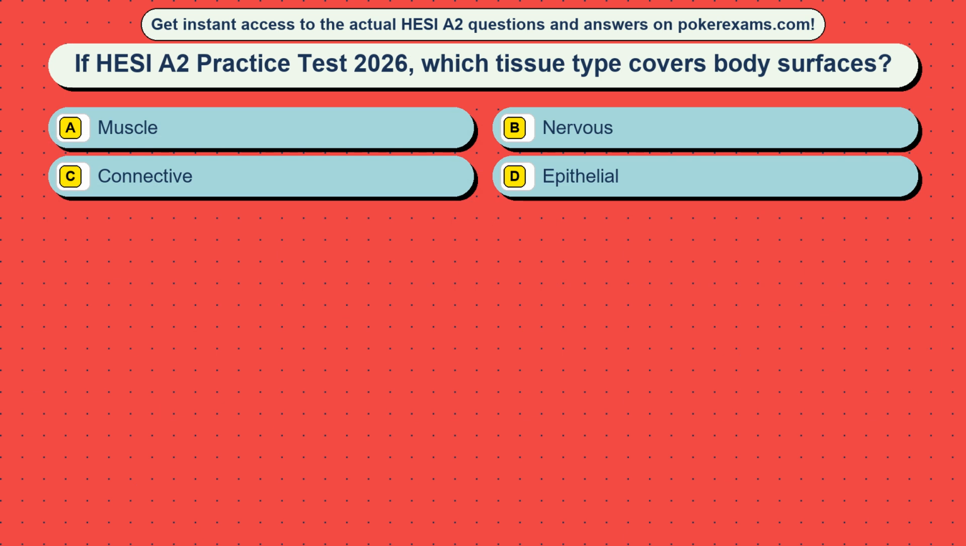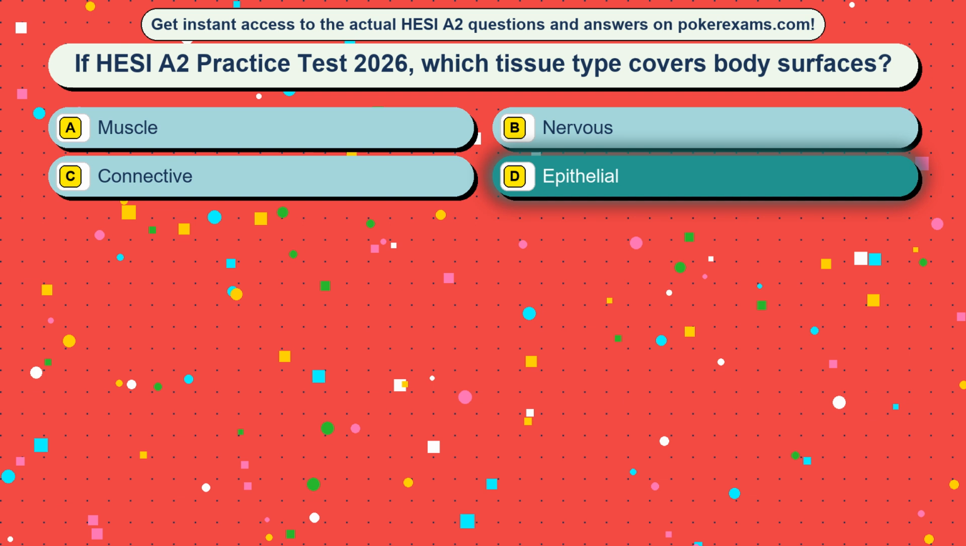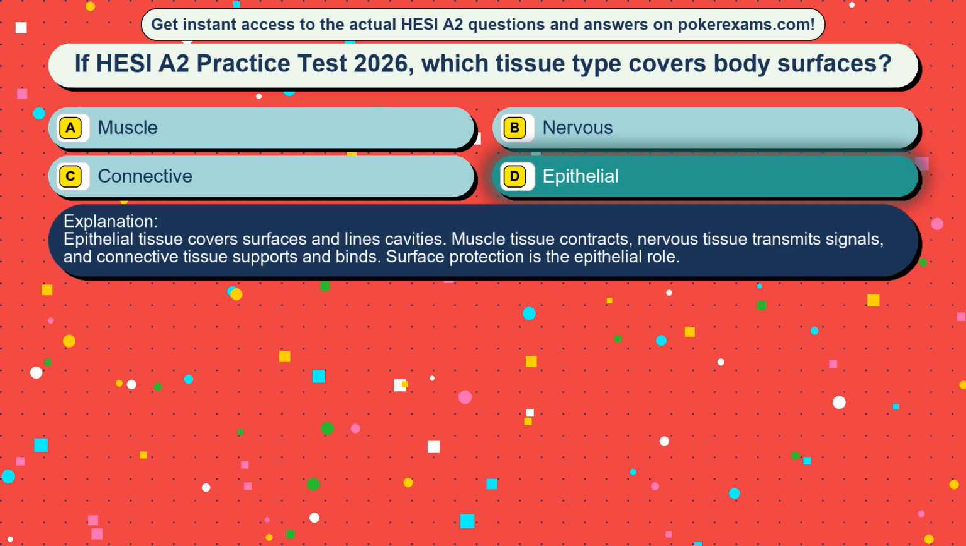Question 30. HESI A2 Practice Test 2026, which tissue type covers body surfaces? Option A muscle, option B nervous, option C connective, option D epithelial. The correct answer is option D, epithelial. Epithelial tissue covers surfaces and lines cavities. Muscle tissue contracts, nervous tissue transmits signals, and connective tissue supports and binds. Surface protection is the epithelial role.